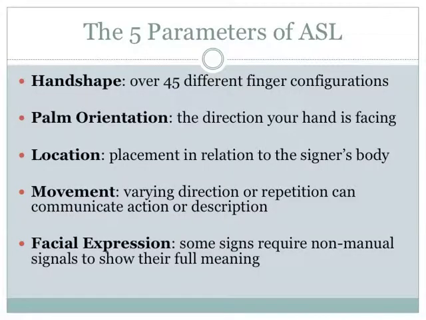The fifth one is facial expression. Some signs require a non-manual signal to show their full meaning. It can be the movement of your eyebrows, like whether they're up or down. It can be a mouth morpheme, like when you sign the word finish and say fish. It could be whether you smile or frown. That's going to add meaning to the sign. Without it, it can mean something different.